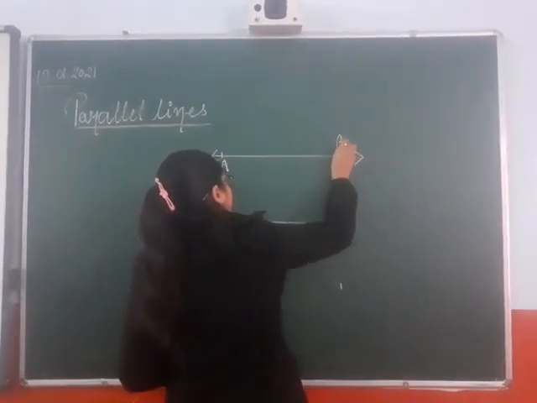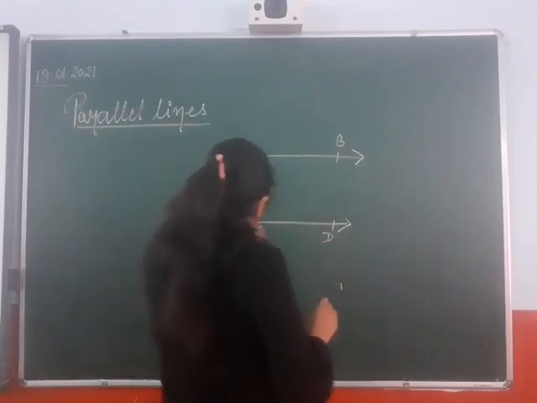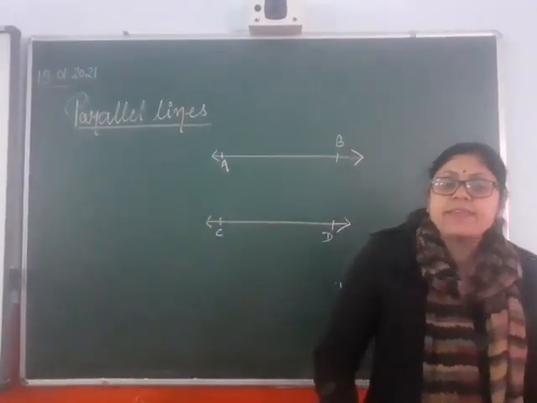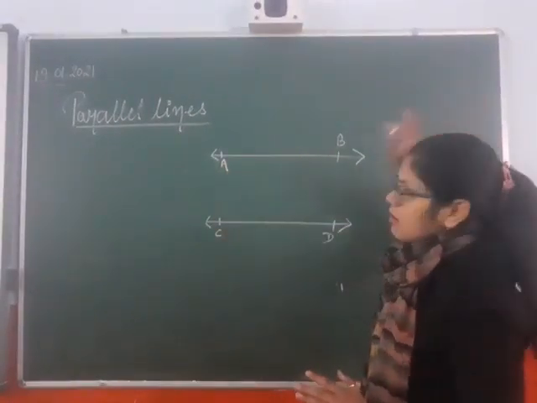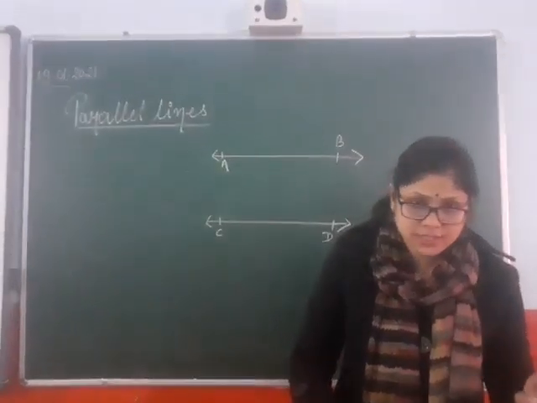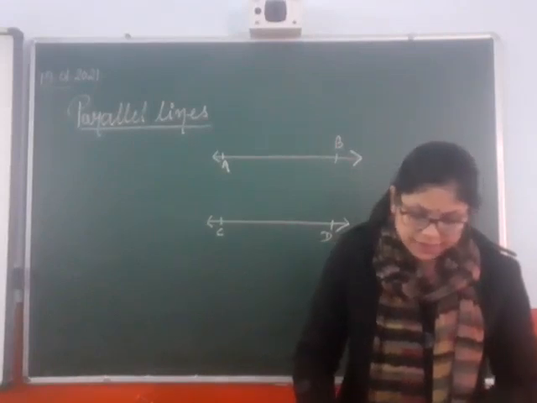A, B, C, D. AB and CD are two lines, in such a way they will never intersect. Even if we take them to infinity, they will never ever intersect. And then these lines will be called parallel lines.